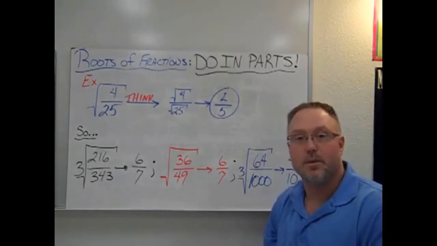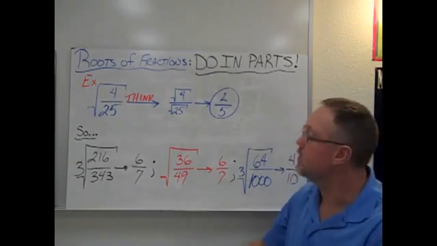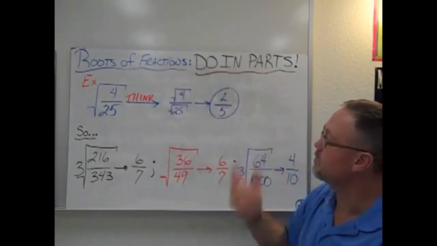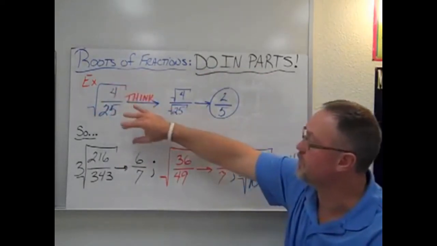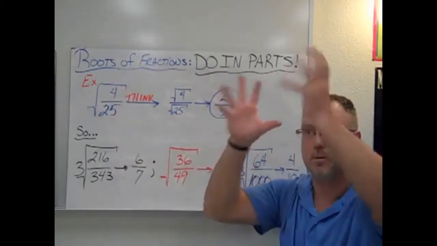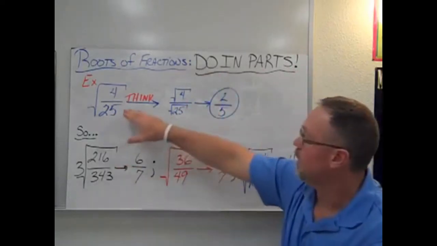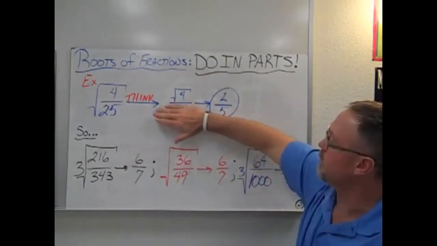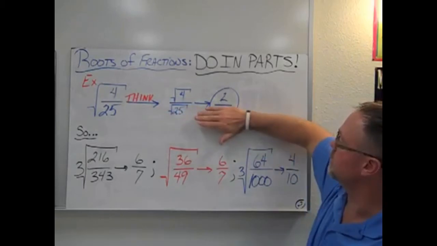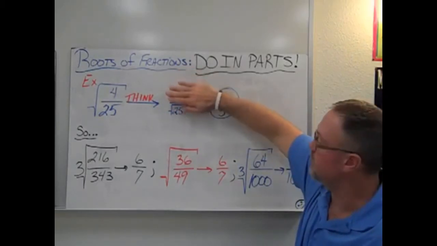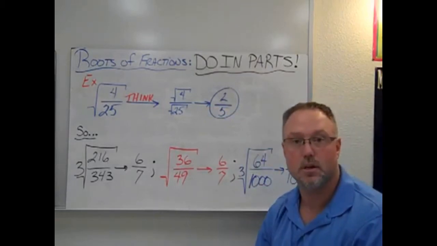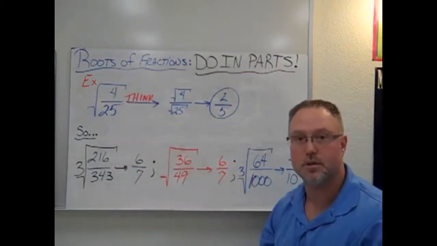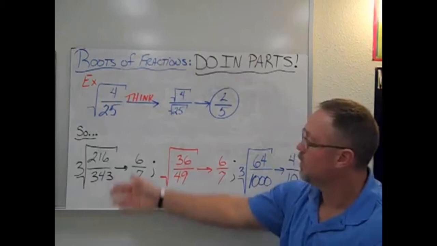One of the other things that we can throw in here is roots of fractions. We want to do this in parts. If you're given a big problem like the square root of 4/25, we don't want to think, oh, I've got all this stuff to do. I want to think separately: what's the square root of 4? Well, that's 2. Square root of 25? Well, that's 5. So I end up with a fraction of 2/5. Again, we're just doing it in parts, using something that we've already done.